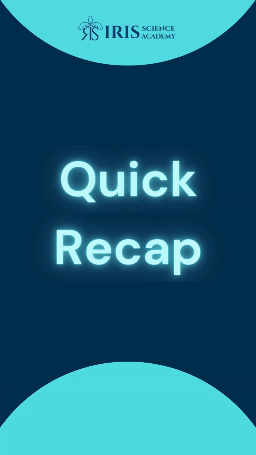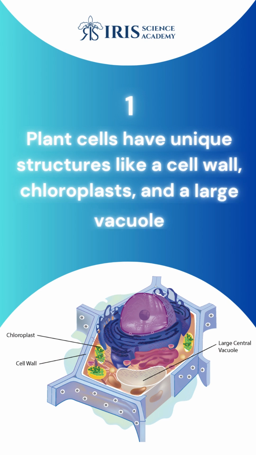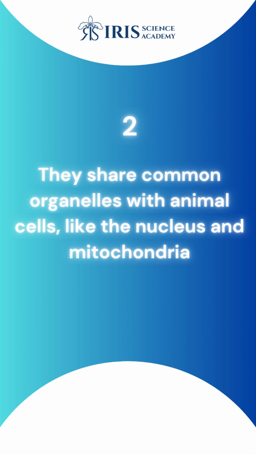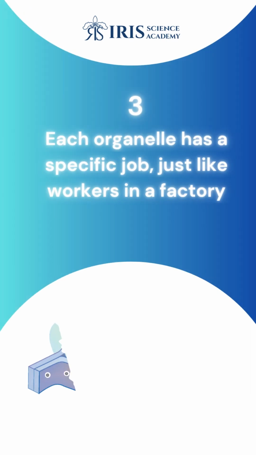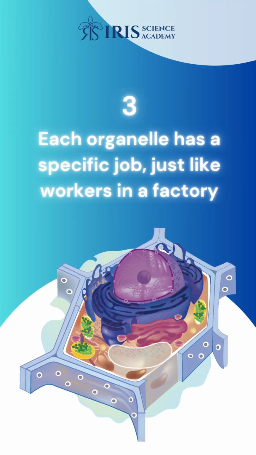Quick recap. Let's review what we learned today. 1. Plant cells have unique structures like a cell wall, chloroplasts, and a large vacuole. 2. They share common organelles with animal cells, like the nucleus and mitochondria. 3. Each organelle has a specific job, just like workers in a factory.